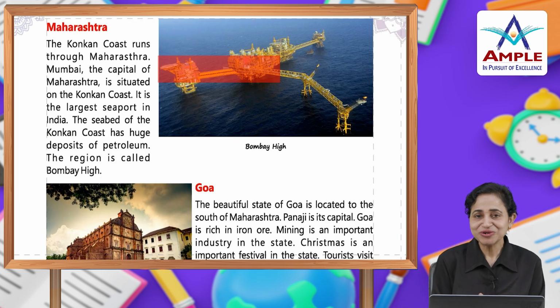Now let's talk about Maharashtra. The Konkan coast runs through Maharashtra. Mumbai, the capital of Maharashtra, is situated on the Konkan coast. It is the largest seaport in India. The seabed of the Konkan coast has huge deposits of petroleum. The region is called Bombay High.